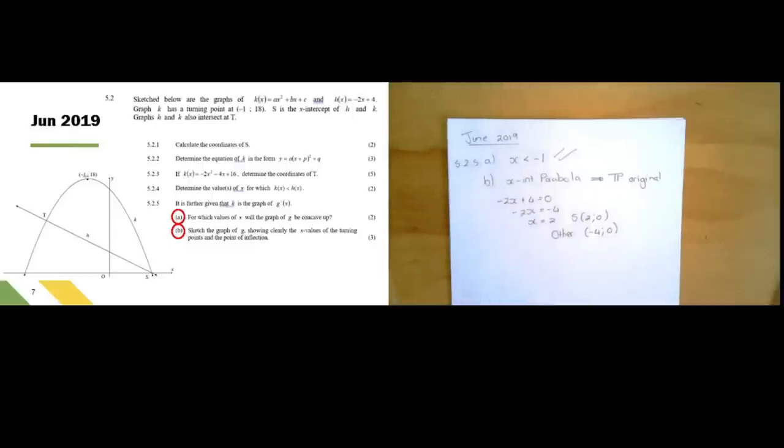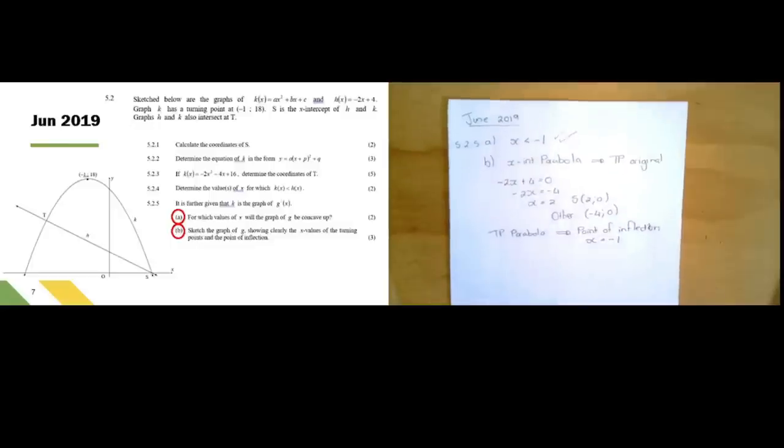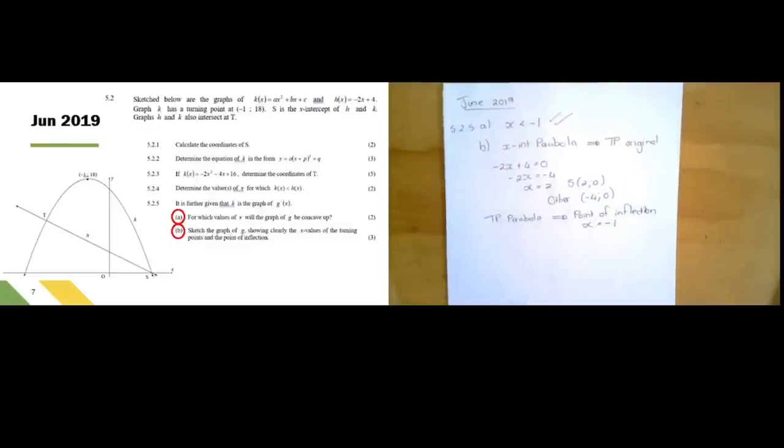Okay, what else do I know? The turning point of the parabola would become the point of inflection on the original. And what do I know? The turning point is at x equals negative 1. So the point of inflection is at x equals negative 1.